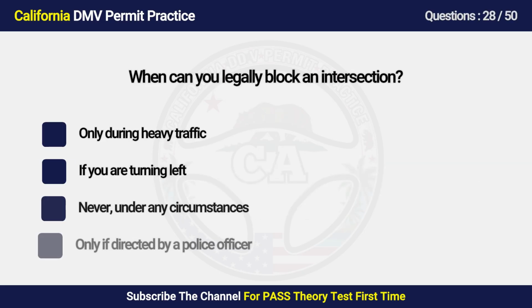Question 28. When can you legally block an intersection? A. Only during heavy traffic. B. If you are turning left. C. Never under any circumstances. D. Only if directed by a police officer.